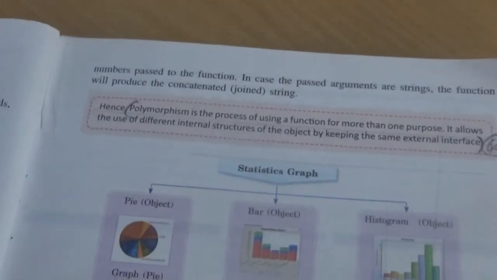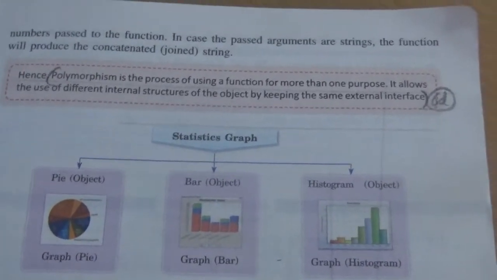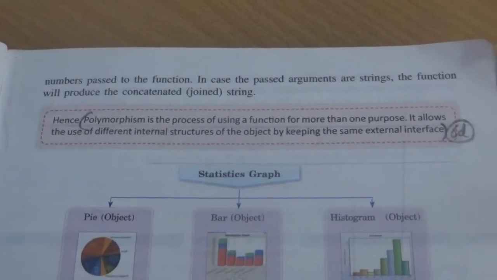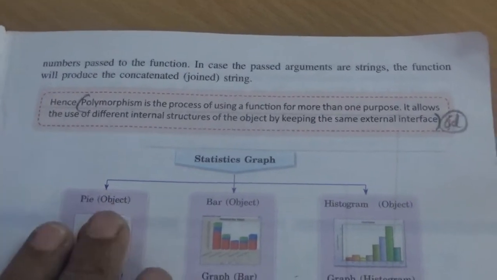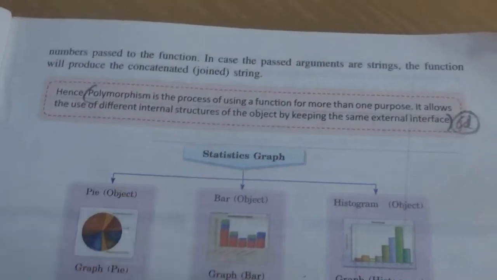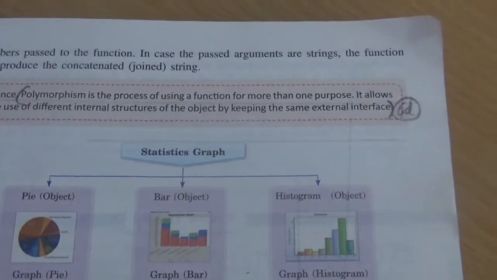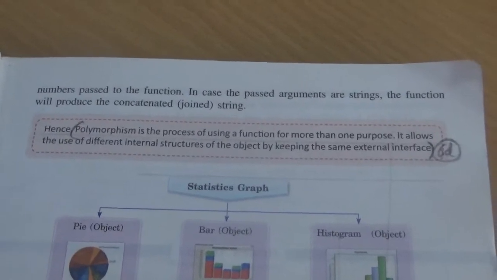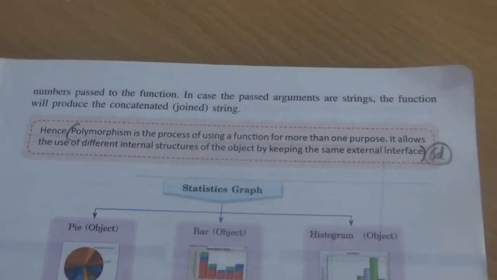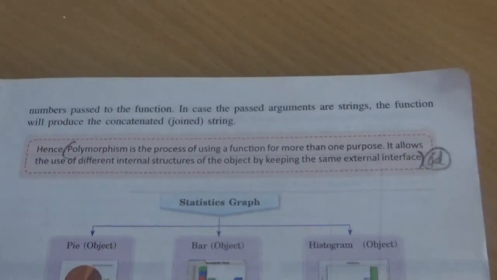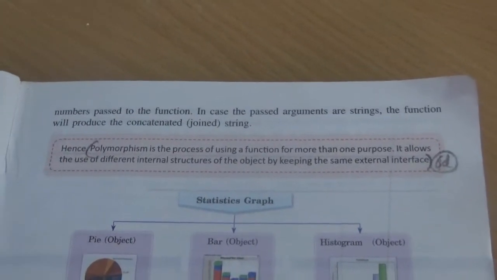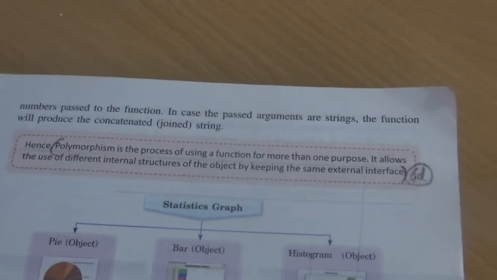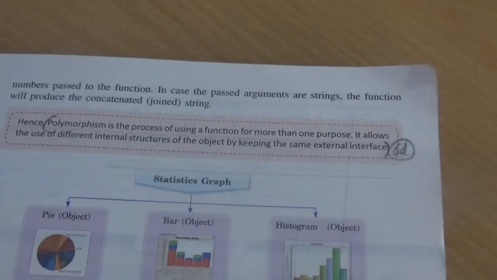Suppose we have declared one function as add. If you want to add two numbers, we can write int add(a, b). If you want to add three numbers, there will be another function, int add(a, b, c), meaning you are able to add three numbers. So there is one function name, add, but you can add according to your requirement.